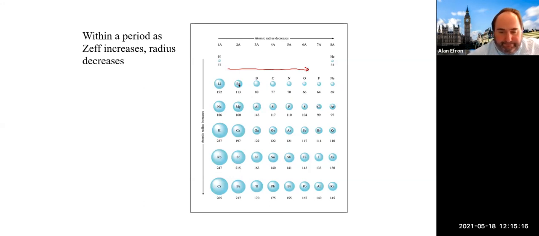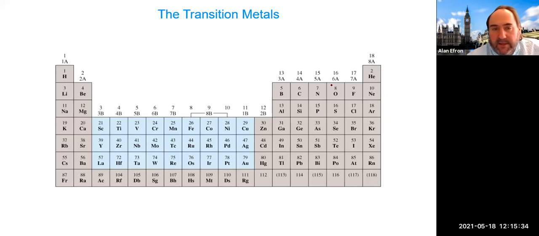And again, we're building up more and more protons as we go to the right, making that nucleus more and more positive, and really as a whole bringing everybody in closer to that nucleus because of the greater positive charge.